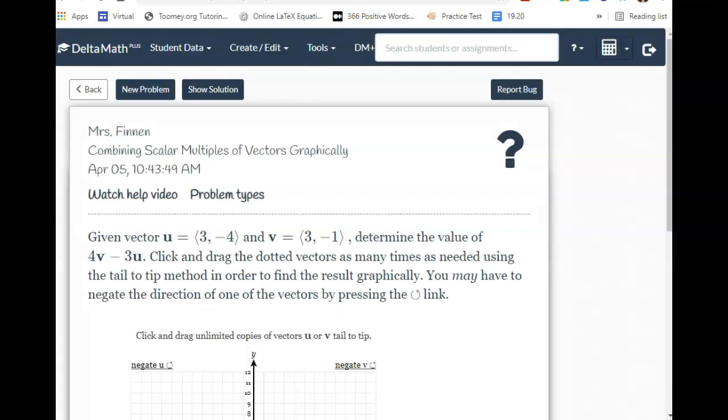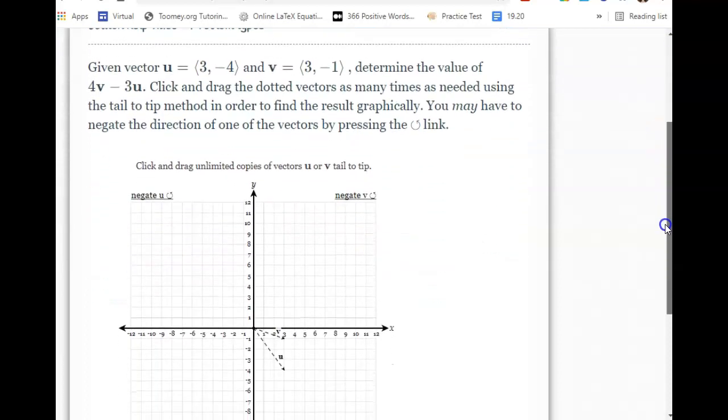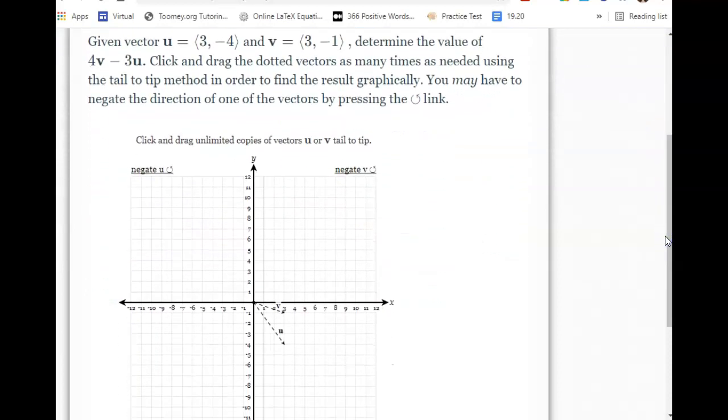All right, one more before we look at the second part. It says, we've got these vectors. We are going to determine the value of 4V minus 3U, and we're going to click and drag the dotted vectors as many times as needed. All right, so I have 4V minus 3U. So U needs to be negative. Here's V, here's U. I'm going to negate U, so there we go. I want 4 of the V's.